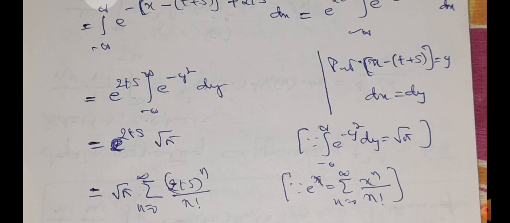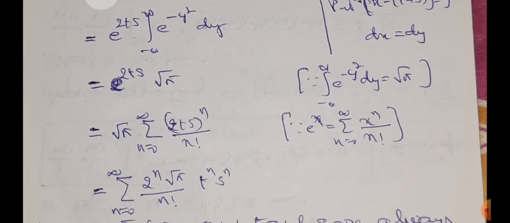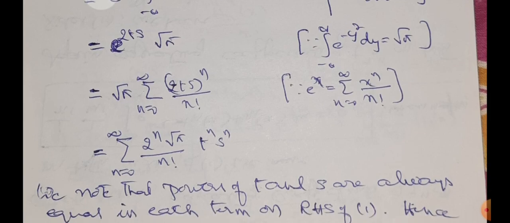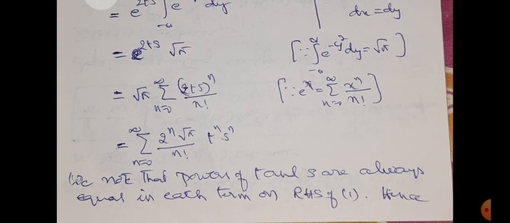Now e power x can be written as a summation of an infinite series. So similarly e power 2ts can be written as summation of 2ts whole power n by n factorial, because e power x equals summation x power n by n factorial. So this becomes 2 power n root pi by n factorial t power n into s power n. Now we note that the powers of t and s are always equal in each term on the right hand side of 1.